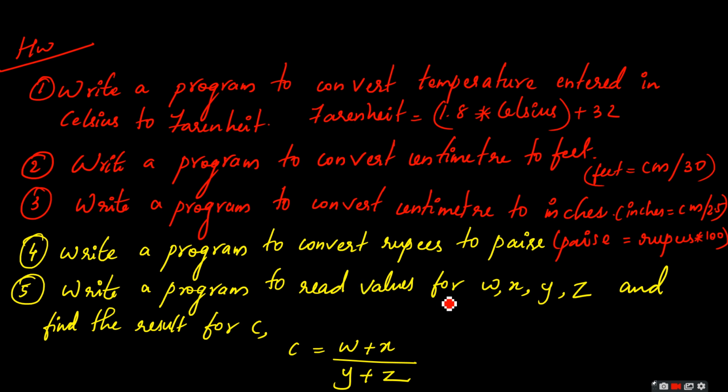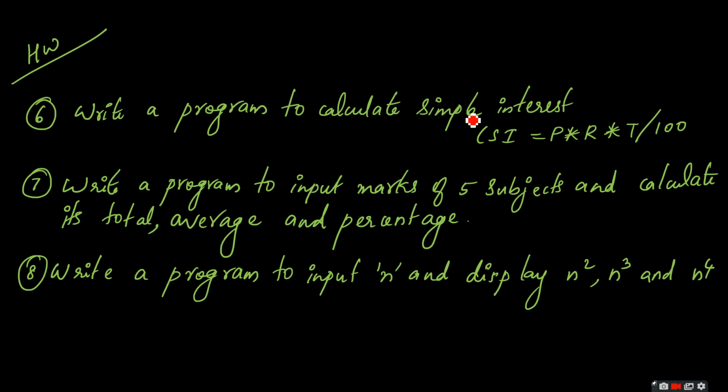Then write a program to read values for W, X, Y, Z and find the result for C. C equal to W plus X divided by Y plus Z. Now, if we are writing divided by, don't write like this as a program. In program, you have to write like this, A slash B. That is the method to write divide or division. Now, write a program to calculate simple interest. The equation is simple interest equal to principal amount into rate into time period divided by 100.